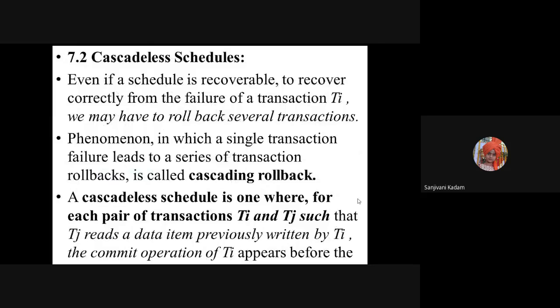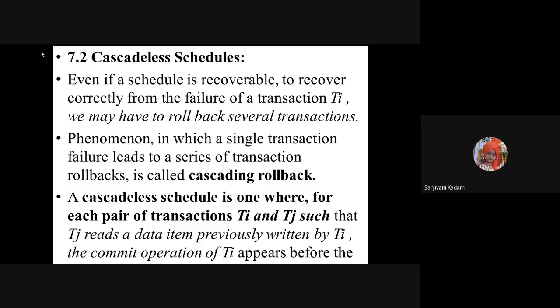Next, cascadeless schedule. It means that because of one transaction, we may be aborting multiple transactions. Such schedules we should also avoid. So let us see the definition. A cascadeless schedule is one where, for each pair of transactions Ti and Tj such that Tj reads a data item previously written by Ti, the commit operation of Ti appears before the read operation of Tj. Okay, in this case we can say that these are the cascadeless schedules.